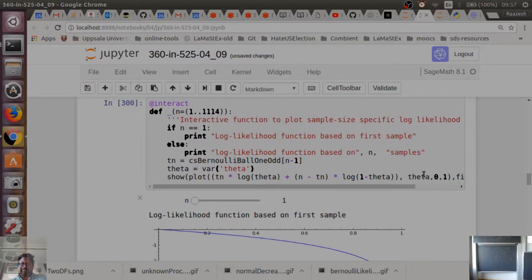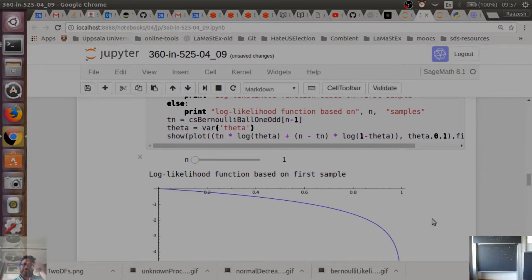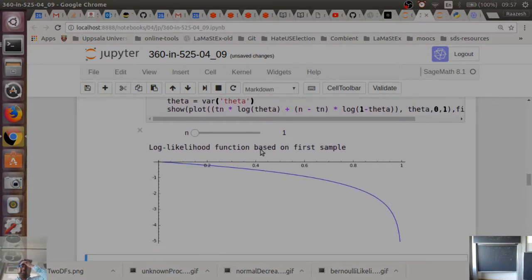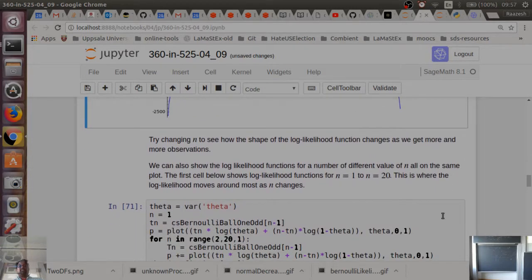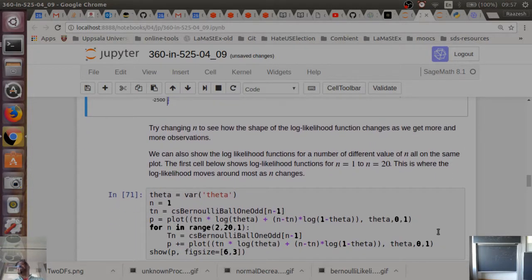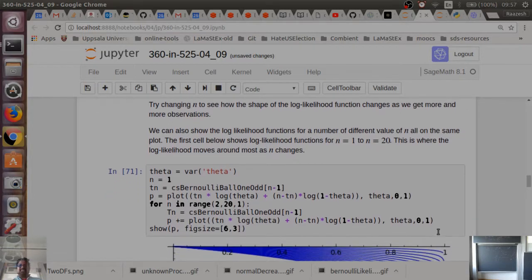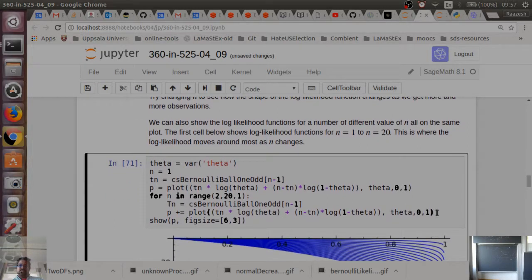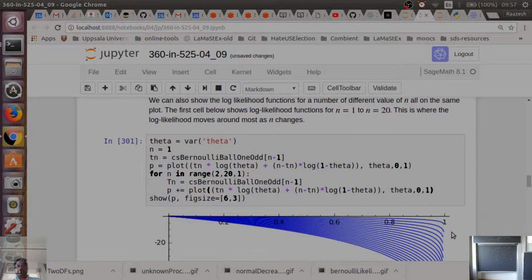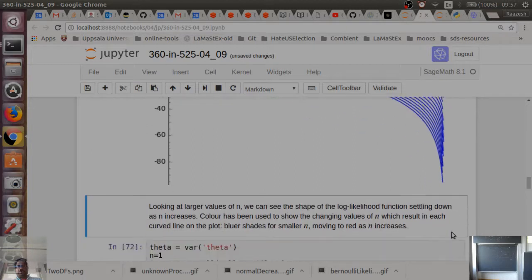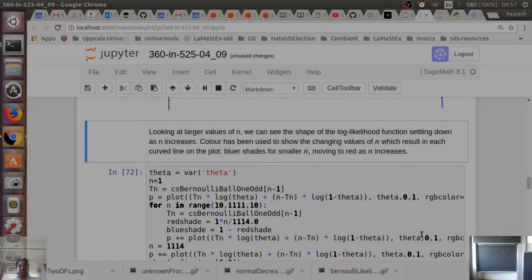Let's see. Oh yeah, so it's just the likelihood function based on the first sample, and it's for this data set. This is pretty quickly converging, right? 2.5. It's pretty amazing. Okay, so this is again the same thing. We're just looking at log likelihoods.